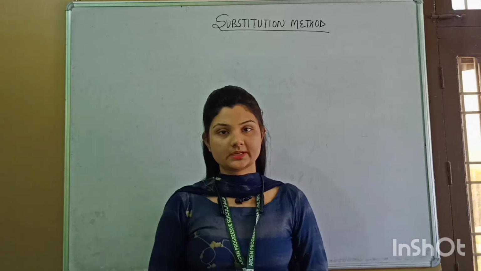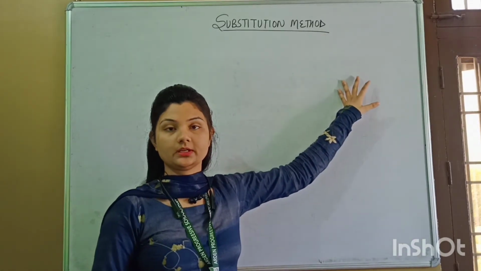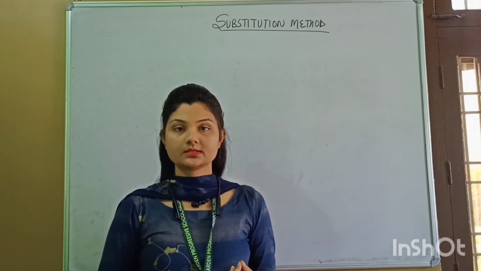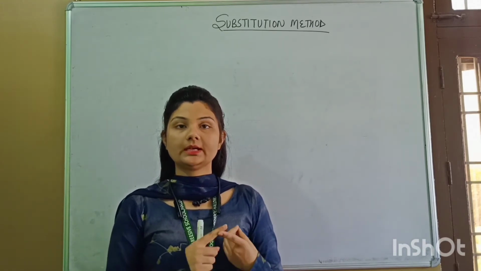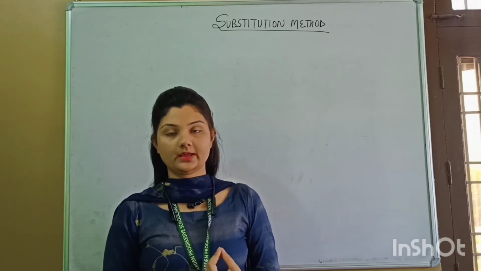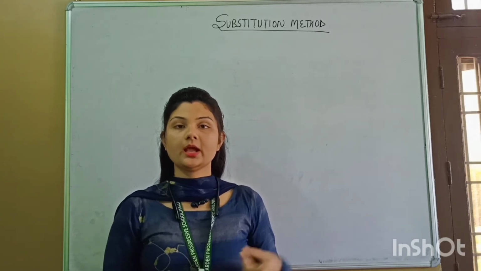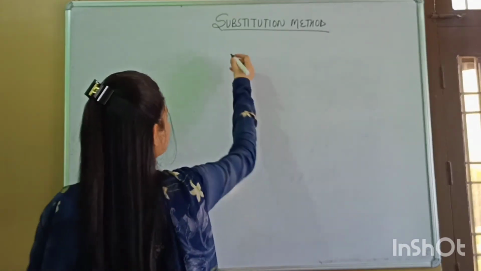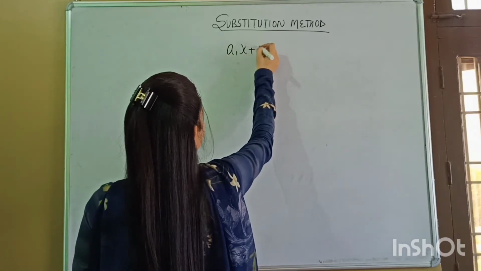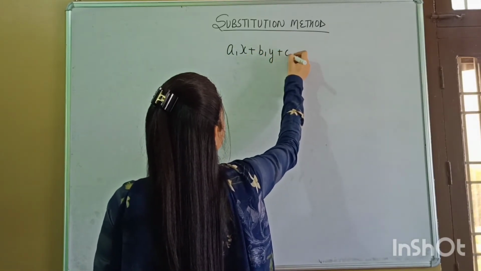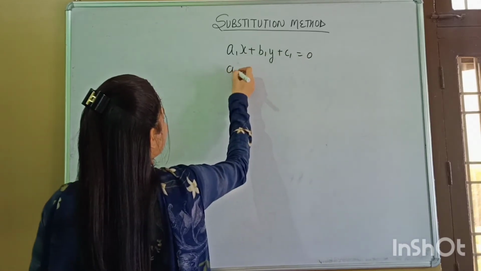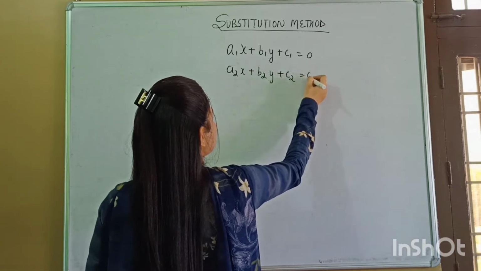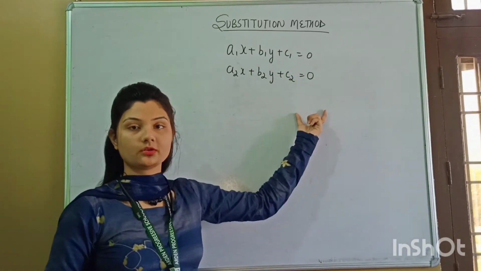So first we will study about the substitution method. What is substitution method is, you will be given two linear equations and from one equation take out the value of x or y. Any variable's value you can take out and put that value of variable in the second equation. Okay, suppose the general form of the equation, you are given any two equations, that is a1x plus b1y plus c1 equals to 0 and a2x plus b2y plus c2 equals to 0. There are two equations, linear equation you will be given.